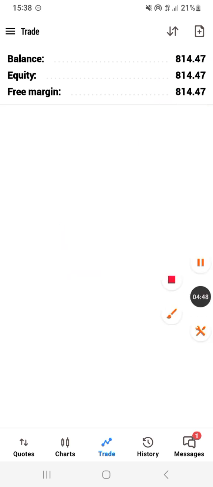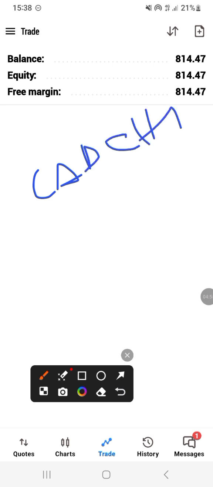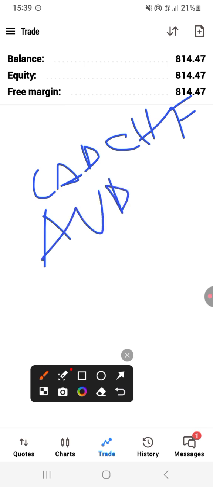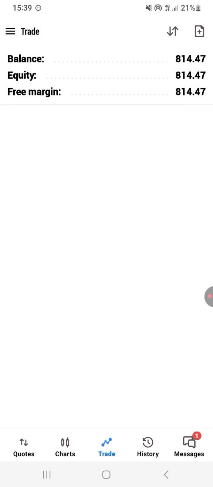So today we traded CAD CHF in our VIP, and AUD JPY, all of which went well. Yesterday we traded GBP JPY and GBP USD. All of them went well. We managed to make good cash.